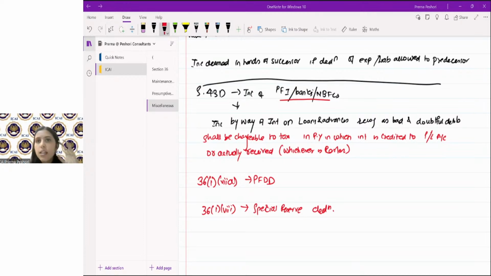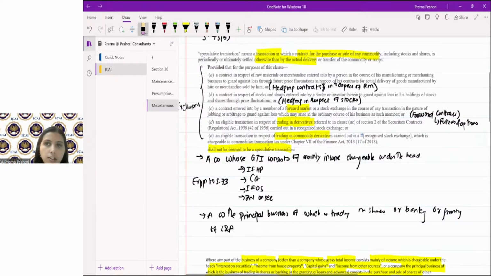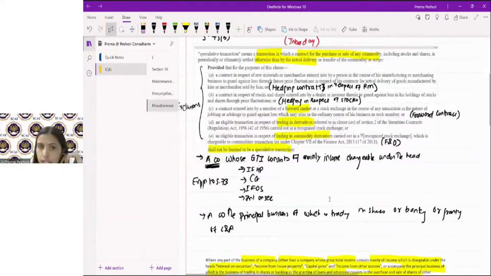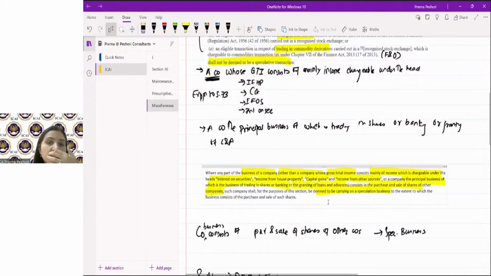Namita, speculation business. Speculation in business is where we do not take delivery. It is intraday kind of transaction. What it does not include is futures and options, the commodity transaction, derivative transactions, forward contracts, right? One second. Here, futures and options, we should write here in derivative contracts. FNO, right? Or a company whose GTI consists mainly of income chargeable under the head company, IFHP, CG, IFOS, interest on security, or a company which has the principal business of trading in shares. So meaning intraday is the speculation. Hedging is not speculation, right? A company which has the business of purchase and sale of shares of other company is a speculation business. Clear, Namita?